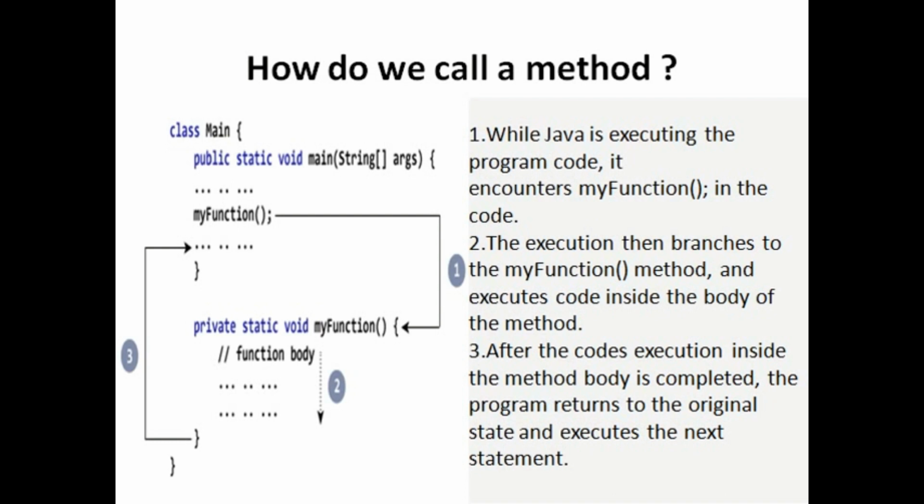Once it encounters myFunction, the execution branches off to the myFunction method and executes the body inside myFunction. After the body of myFunction has been executed, it again returns back to the original state and executes the next statement after myFunction in the main method.